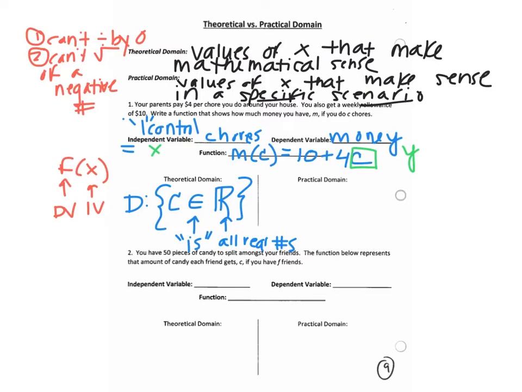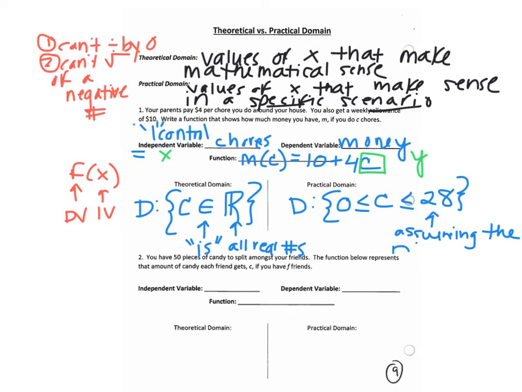The practical domain are the values of c that make sense in this given scenario. So can you do any negative chores? No. So the least number of chores you could do would be 0. So c has to be a number between 0 and, let's just say the most you can do for chores in one day, because there's like a realistic limit. Let's just say it's 4. So if you can do 4 chores in a day, then you would have 28 as the most chores you could do in a week. So this is assuming the most you can do is for a day. So sometimes this larger number, we kind of just make a guess as to what the higher limit could be.